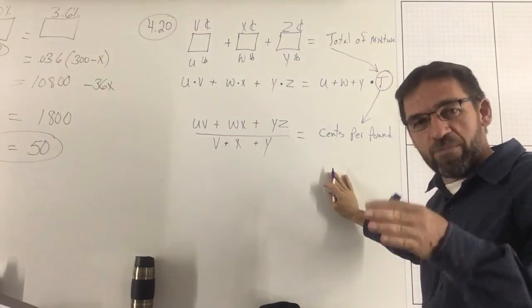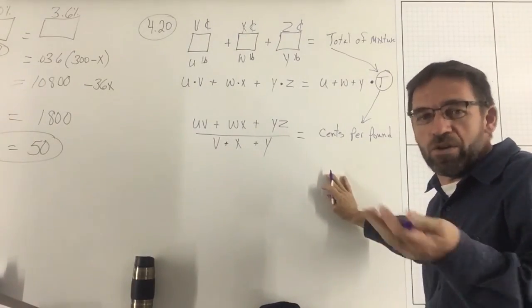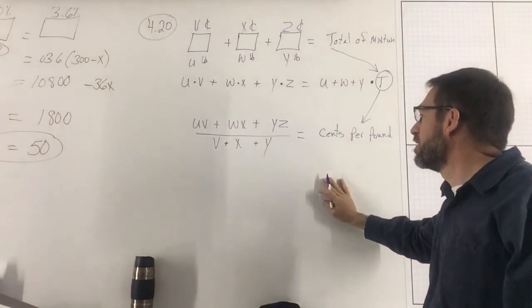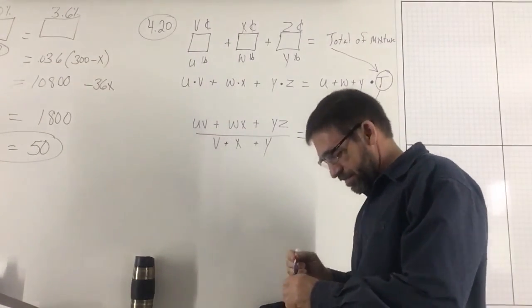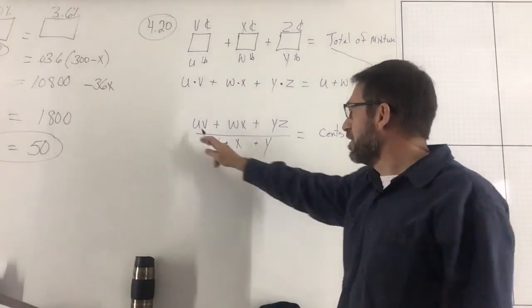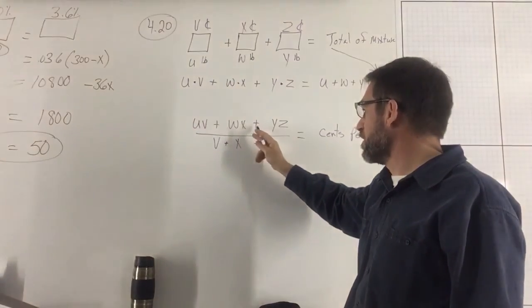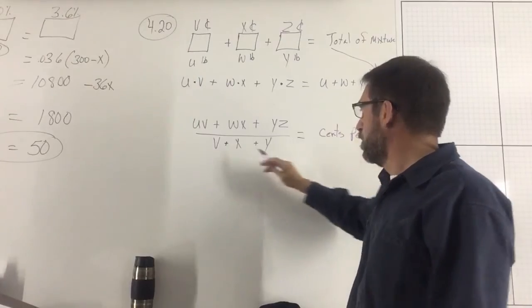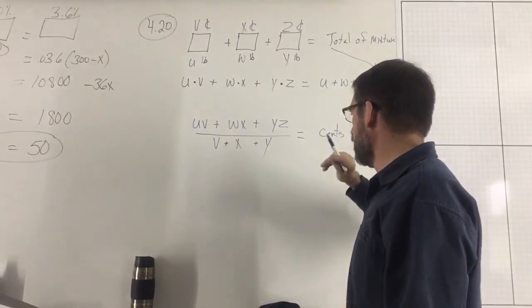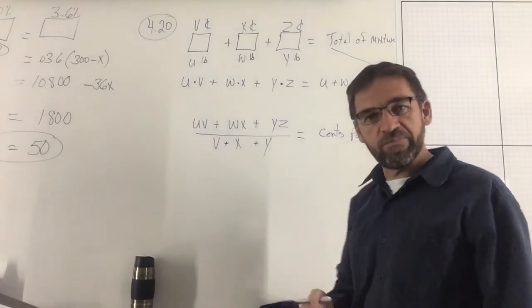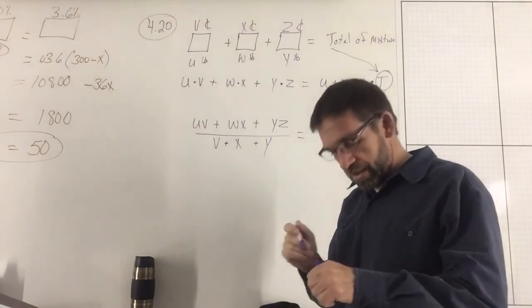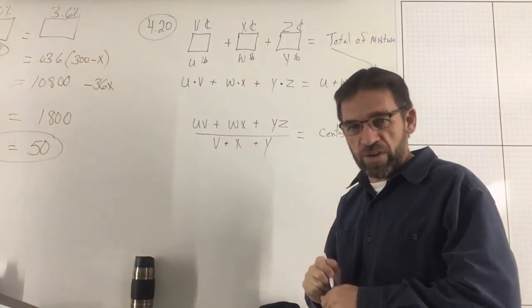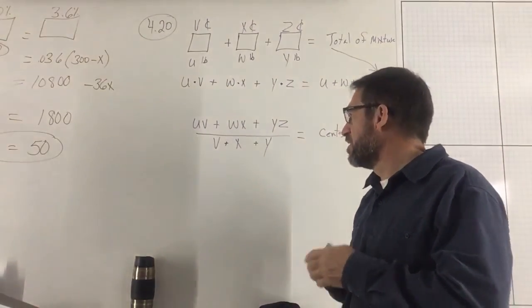Once you put numbers to it, it's really easy. Oh yeah, oh okay, sure, got it. So your answer would be UV plus WX plus YZ, on top of V plus X plus Y, equals cents per pound. If you put numbers there, it will work out perfectly.